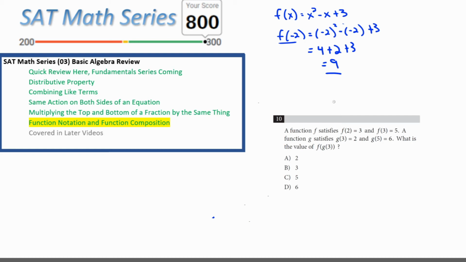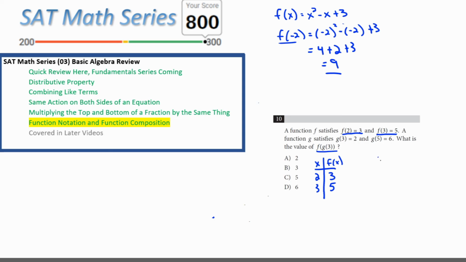For instance, number 10 here reads, a function f satisfies f of 2 is equal to 3, f of 3 is equal to 5. A function g satisfies g evaluated at 3 is equal to 2, and g evaluated at 5 is equal to 6. And then it asks you what is the value of f of g of 3. Well, this can be easily understood if you understand that we have a few values of these functions, but not very many. For instance, for function f, plugging in 2 gives you 3, as this says. Plugging in 3 gives you 5, as this stated.